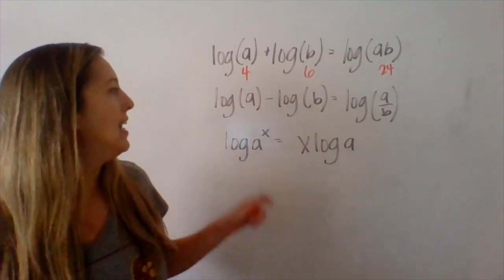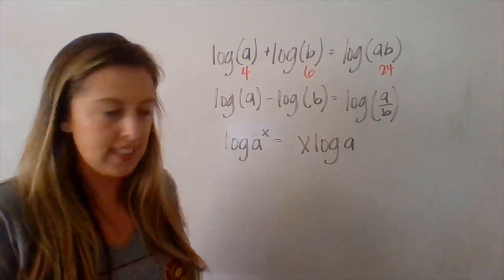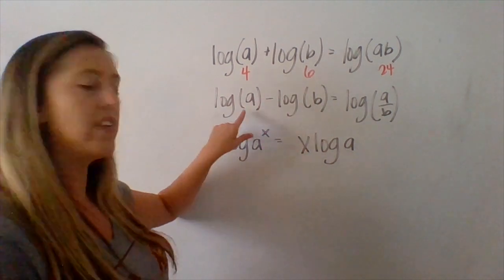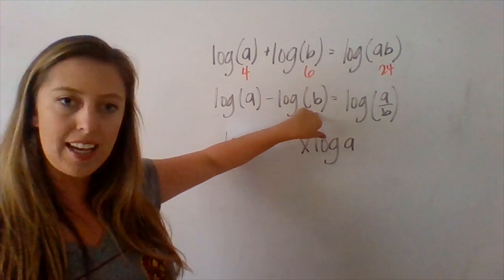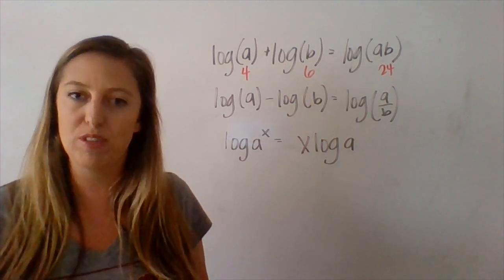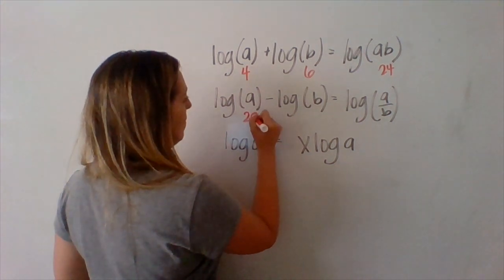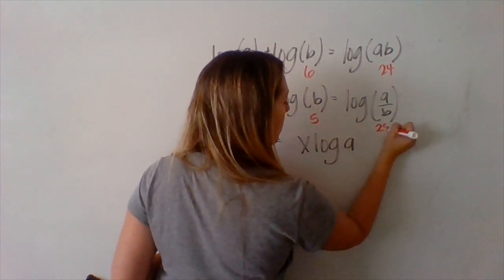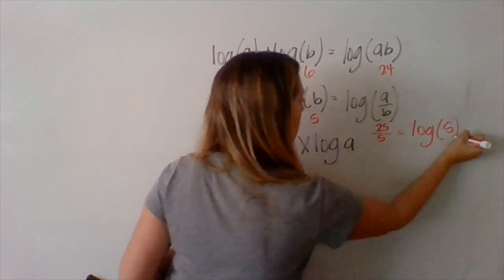Now, the quotient rule says if I have 2 logs with the same base that are being subtracted, this one, the order matters because we're doing division. You would do the first argument divided by the second argument, which is why we call it the quotient rule, right? Division. So if I had log of 25 minus log of 5, I would have log of 25 over 5, or that would give me the log of just 5.